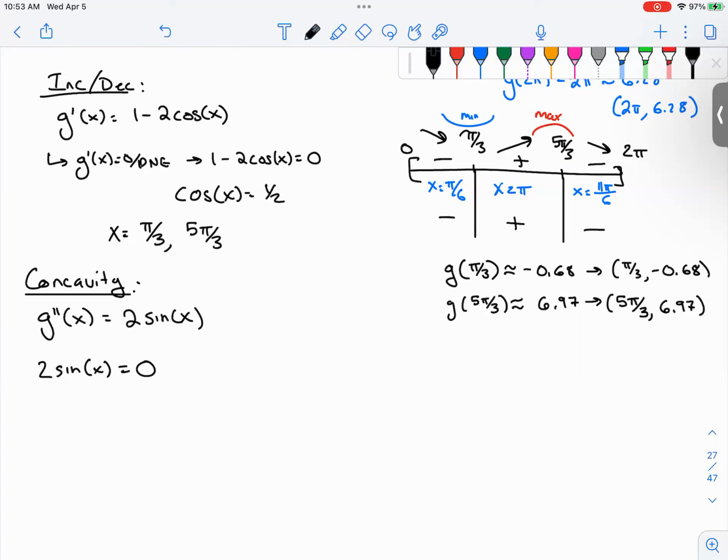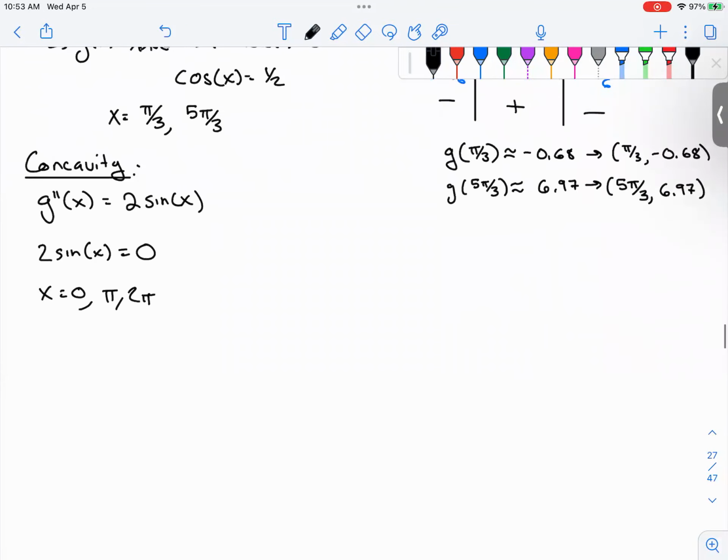Okay. This is a quick trig equation to solve. When does sine equal 0? 0 and every multiple of pi. So x equals 0, pi, 2 pi, and those are the only ones that are in our interval. We don't really need to test 0 and 2 pi because they're at the very outskirts of our intervals. We can do it, but it's not going to be useful.